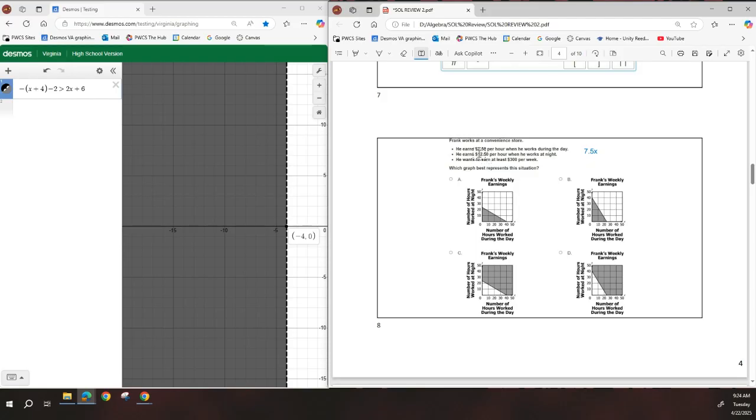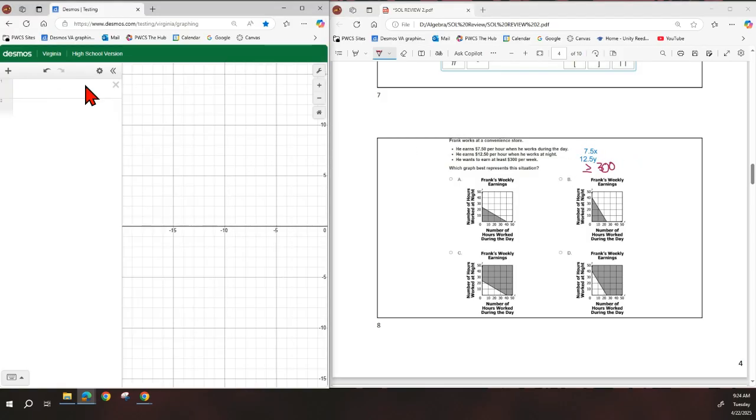He also makes this amount of money, $12.50 per. That means we're going to multiply it by a variable per hour when he works at night. Day and night are not the same thing, so we're going to call that Y. And then he wants to earn at least $300 per week. So at least means we are going to use the greater than or equal to symbol. So he wants to make $300 or more.